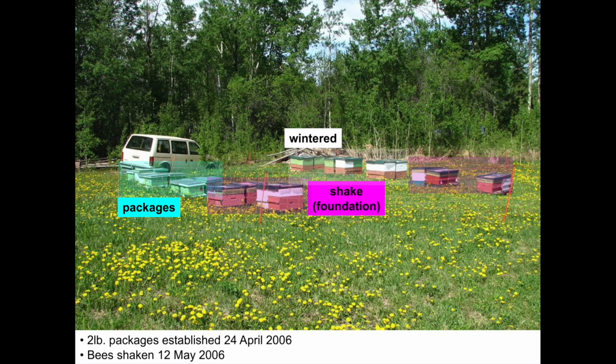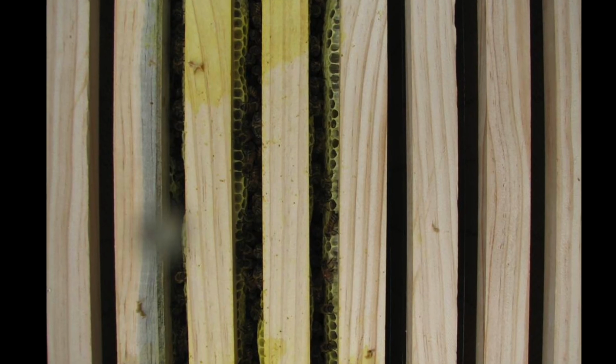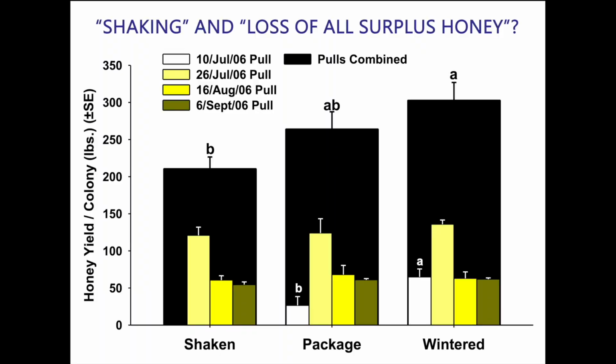But here are the colonies that were shaken on the foundation. The other option is you burn the colonies and get packages, and then just comparing it to standard wintered colonies. After a short period of time, after shaking the bees onto pure foundation and giving them syrup, they were drawing comb. And lo and behold, they didn't make a bad honey crop.